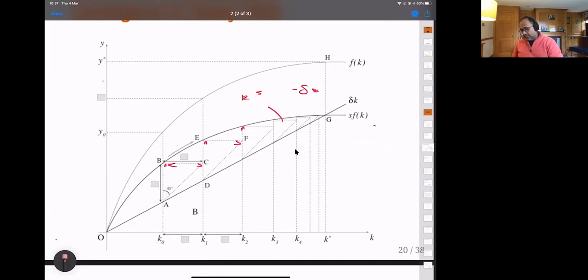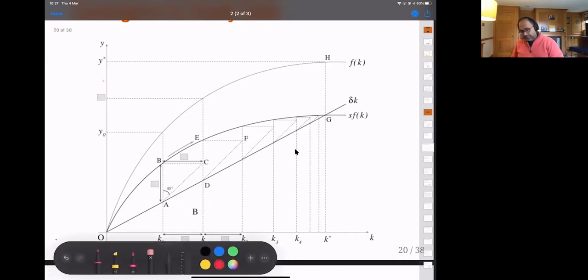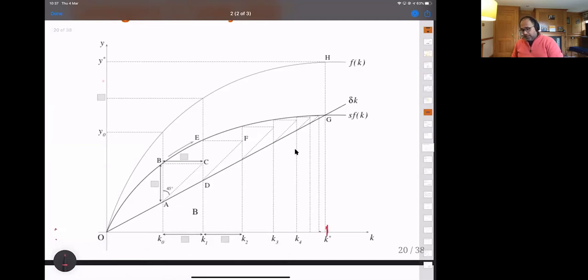In terms of the diagram, what this means is that if Germany was here in 1930, then the destruction of capital stock sent it back in this direction. And Germany then grew within a 10-year period and came back to the steady state.